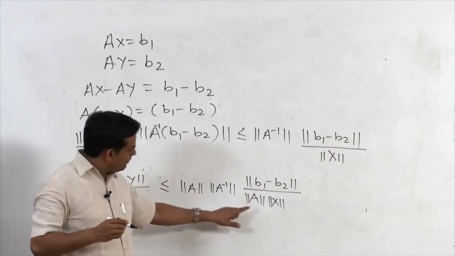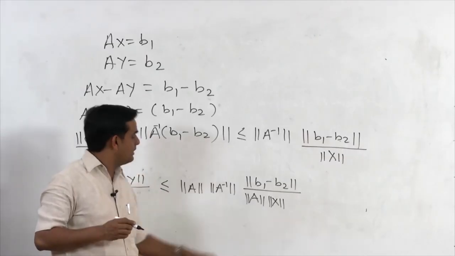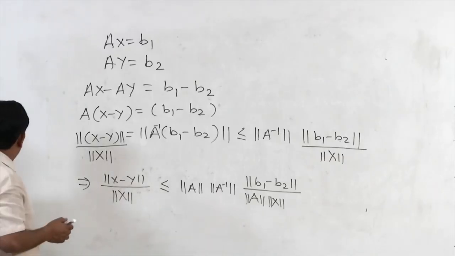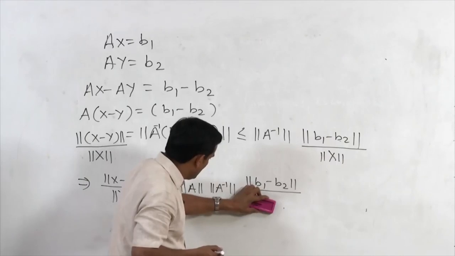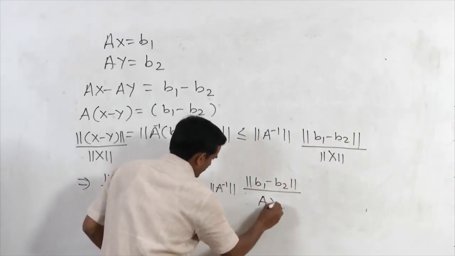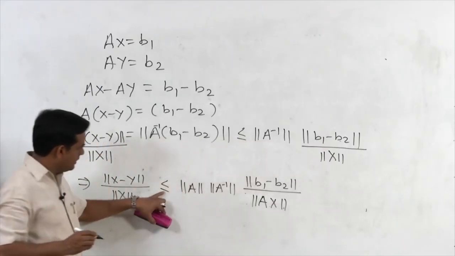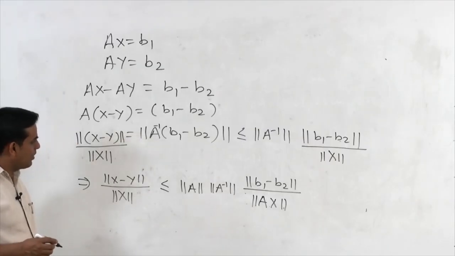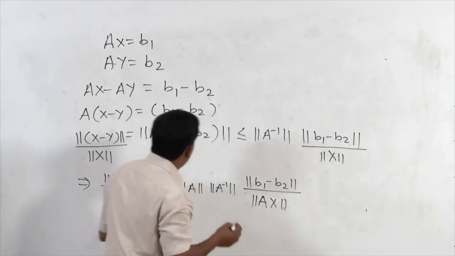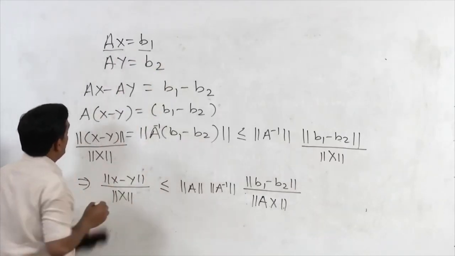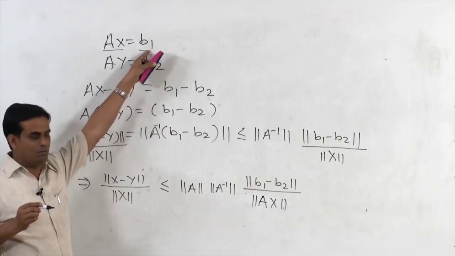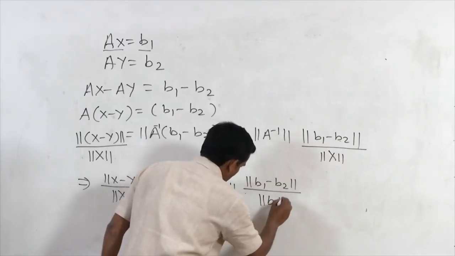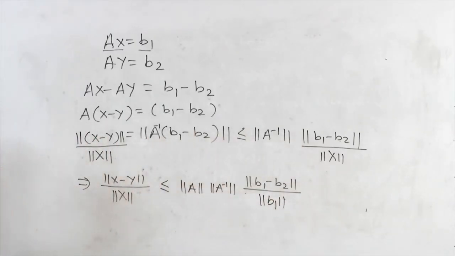We know that norm of A into norm of x is always greater than or equal to norm of Ax. So, if I replace it, the inequality will not change. And as you know, Ax equals b1, so norm of Ax will be norm of b1. So, I can replace it here with norm of b1, and this is the result of the theorem.